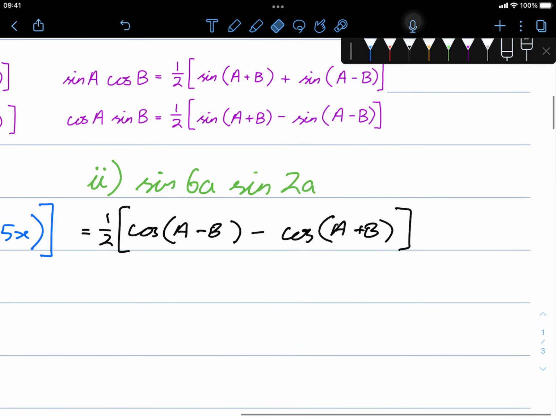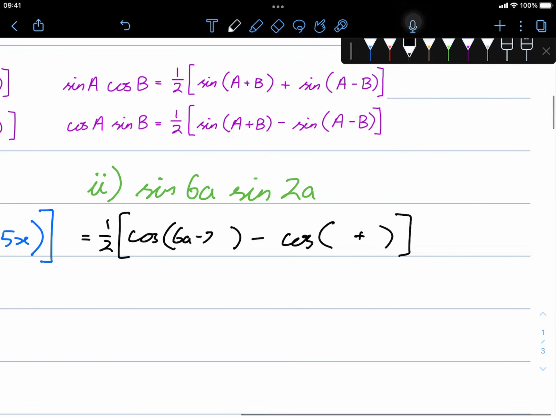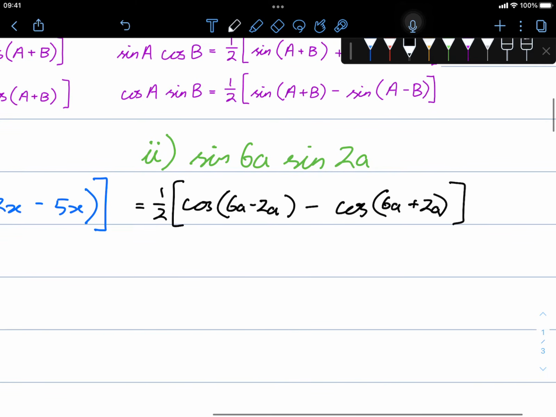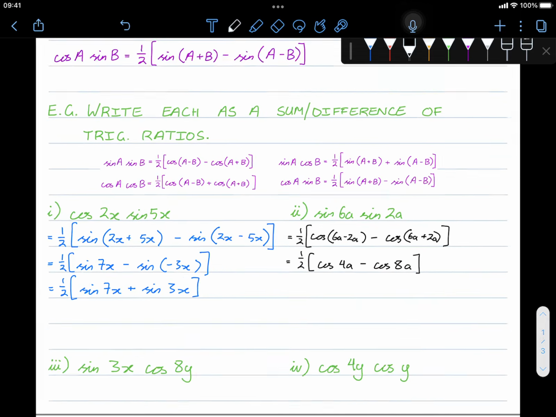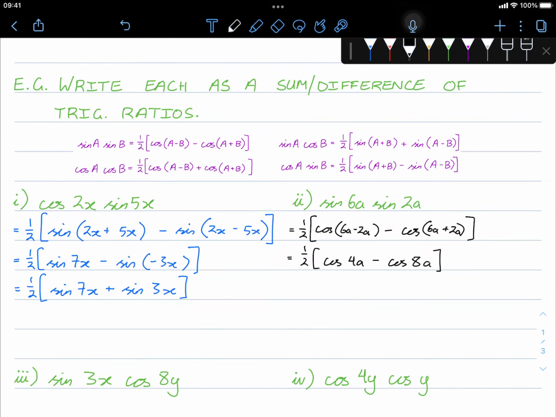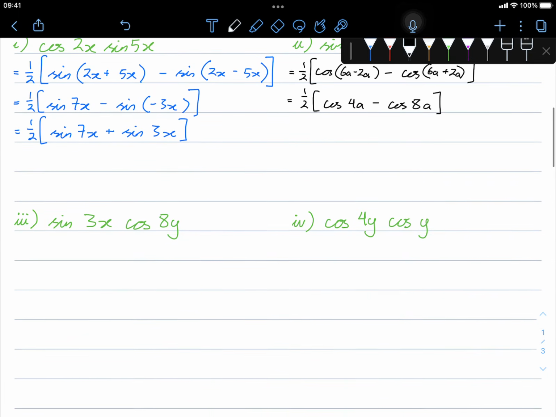Now instead of A and B, it's going to become 6a minus 2a and 6a plus 2a. That's going to give us half outside of cos 4a minus cos 8a. And I'm just going to leave it at that there. Okay, let's keep moving forward.